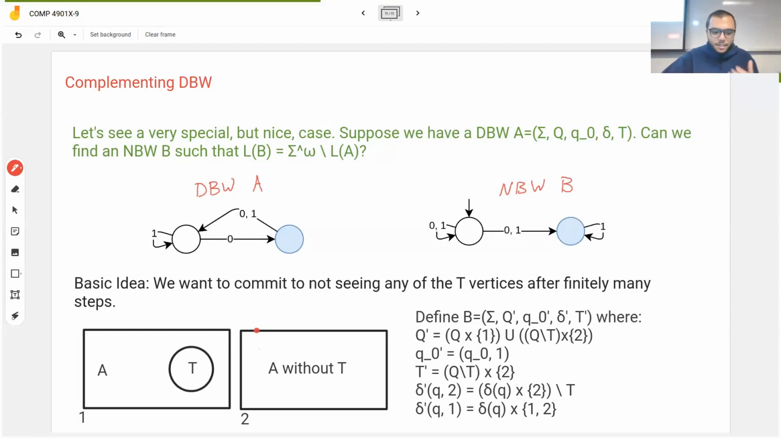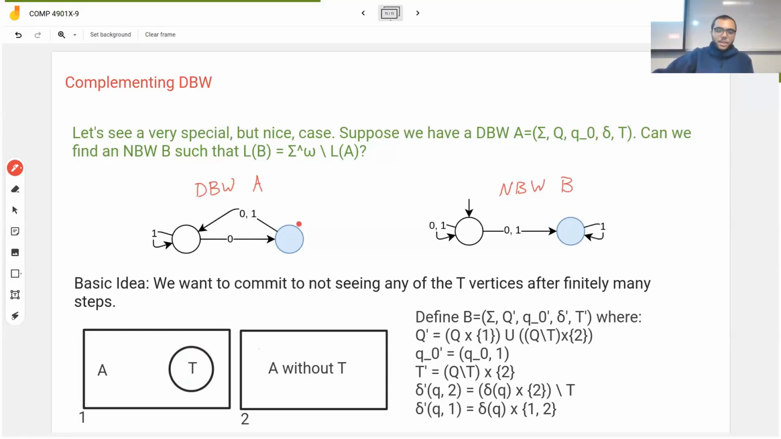So let's take this and let's actually extend it to the general case. Let's say I have my automaton A, and this was a deterministic Büchi automaton, and it has a set of accepting states T. Now I want its complement. In the original automaton, a run is accepted if it visits T infinitely many times. So in the complement automaton, I want to commit at some point to never see T ever again.